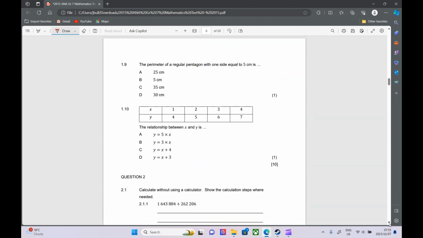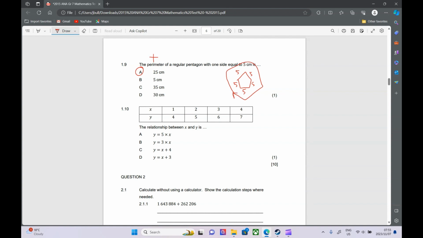Question 1.9. The perimeter of a regular pentagon with one side equal to 5 centimeters is, okay, so pentagon, I always think it's like a doghouse. So it's going to look something like that. It's got 5 sides, and they're telling us each of these sides is 5 centimeters long. And they want us to know the perimeter. Perimeter is plus, so that's how I like to think of it. So we add all the sides. Okay, so we're just going to go 5, add 5, add 5, add 5, add 5. And that is going to give us 25 centimeters. So it's as though we were walking around this pentagon.